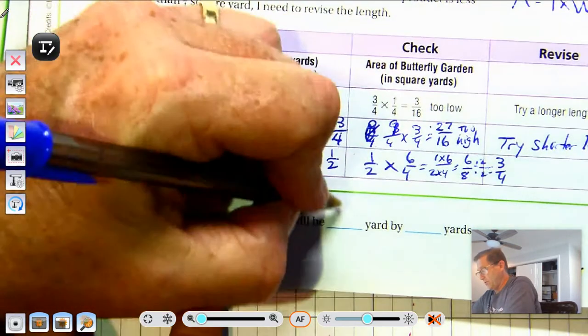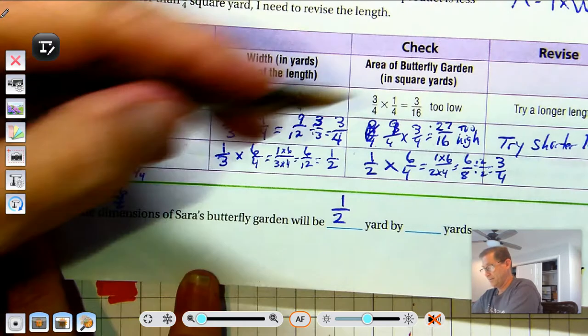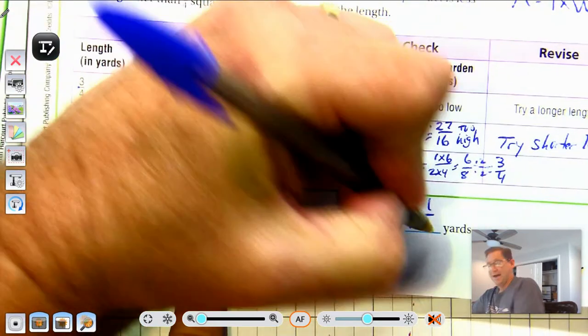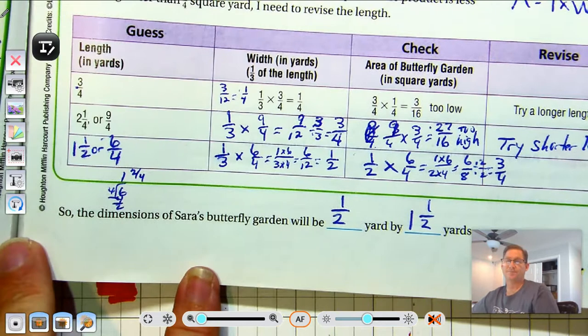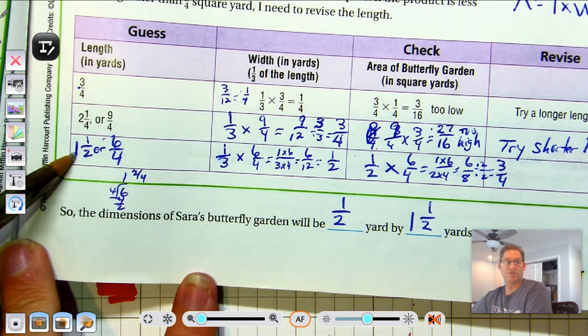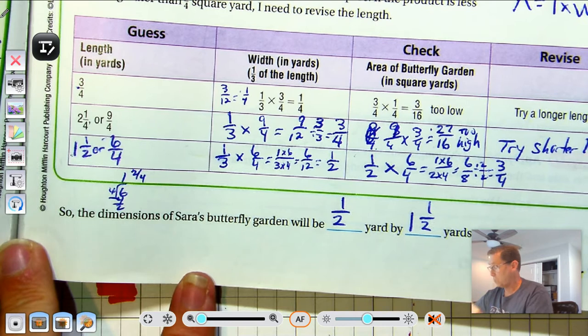So the dimensions are going to be 1/2 by 1.5, because 6/4 is the same as 1.5. All right.